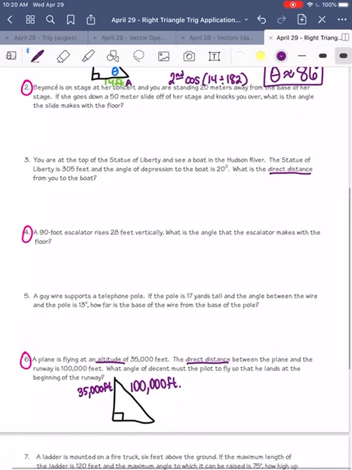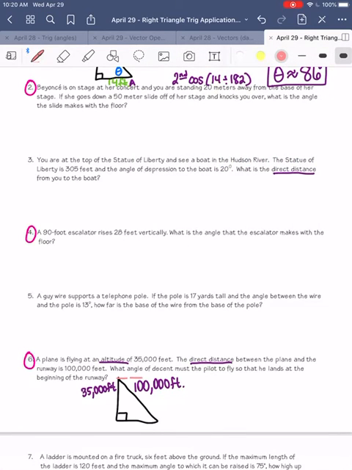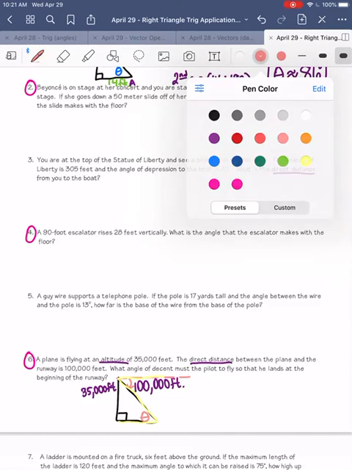Y'all remember, angle of descent is like angle of depression. So let me draw this in. The angle of depression is the angle at which the plane will descend back down to the runway. But does that really help us in this problem if it's outside the triangle? The answer is no. So we're going to put theta right here, because do you remember alternate interior angles? This angle here is congruent to that angle there. Again, angle of elevation and depression end up at the same place every time, even though they don't really start in the same place.